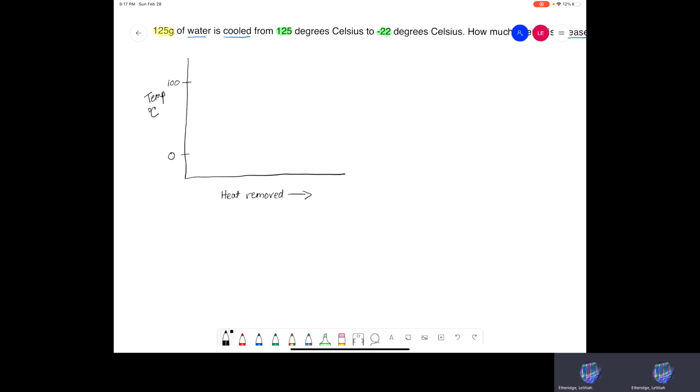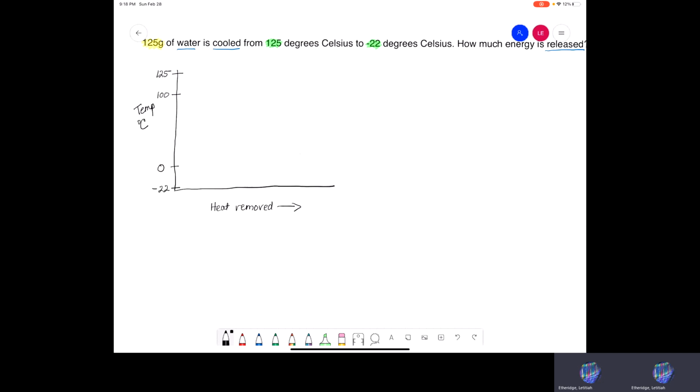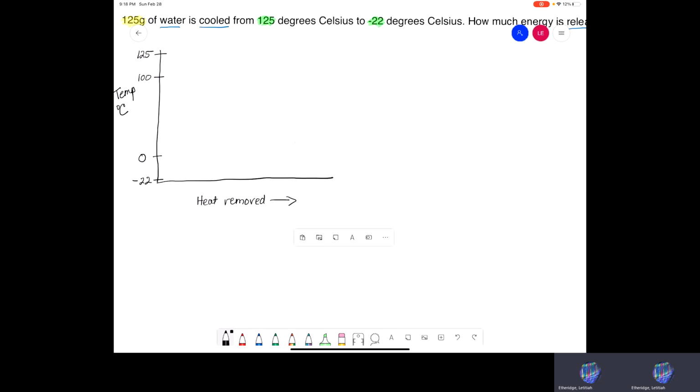The problem says we start at 125 degrees. And then the lowest point on our problem is minus 22 degrees. Okay, so now that I have labeled and identified all of the points that are on the problem, now we can actually draw our cooling curve. Okay, so I'm going to draw it in blue. We're going to start at 125. We are going to cool, cool, cool. Let's see if I can make that a little neater for you. We are going to cool till we get to 100.